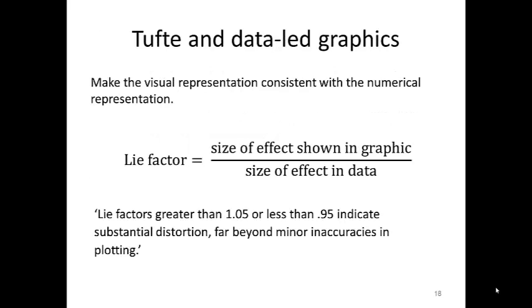So Tufte and data-led graphics. He points out that you should make the visual representation consistent with the numerical representation, and he came up with this idea of the lie factor, where you divide the size of the effect shown in the graphic by the size of the actual effect in the data, and that tells you what the lie factor is. Does that make sense? So basically this gives you a value that indicates how much the values have been distorted on the graphic.